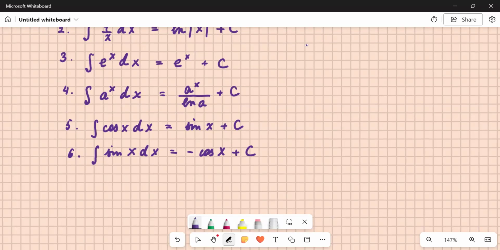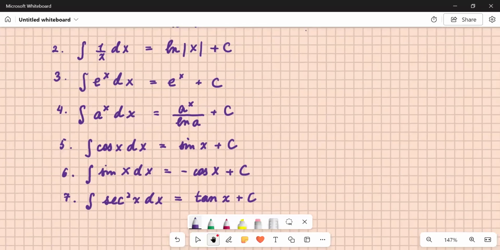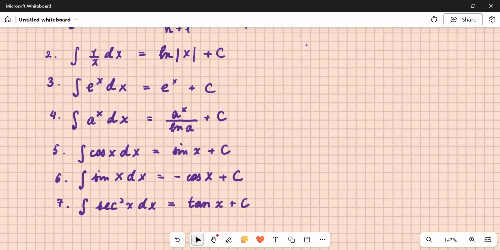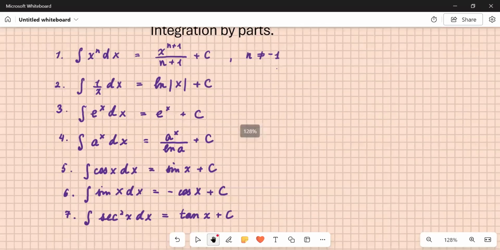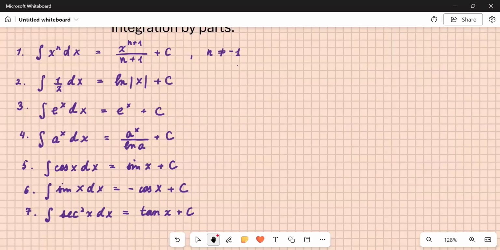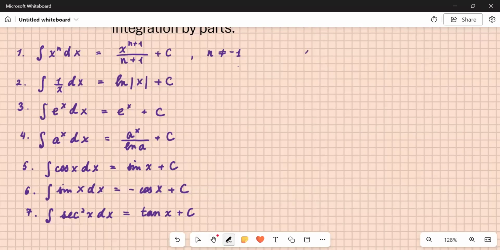We also had a couple of integrals which we calculated as formulas, and maybe it makes sense to give them numbers too. Number 7, secant square of x. You remember that secant square is the derivative of tangent. So we are going to add it to our table of integrals. Maybe I'm going to squeeze it a little bit and move to a second row, and put number 8 over here.